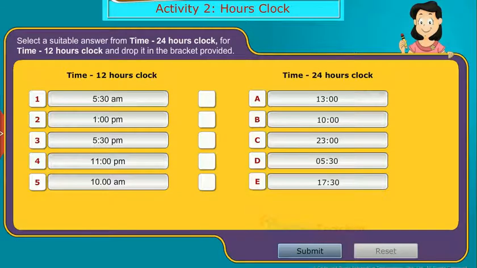Let us perform an activity on the clock. Select a suitable answer from the 24-hour clock time for the 12-hour clock time and drop it in the bracket provided.